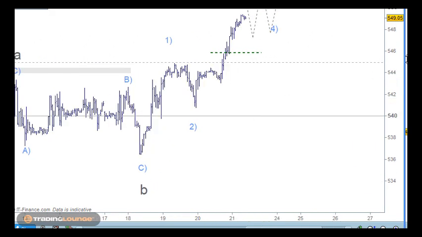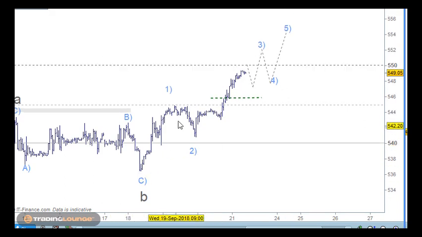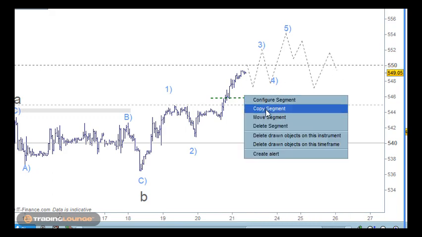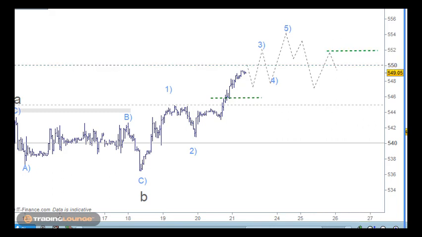I also see this structure to the upside not finished, so wave 1 and 2, and then 1 and 2 here, and 3, back for 4, up for 5, then back for 4 again, and then up for 5. So we will be going higher here. The question is, will we be seeing support on this level here? Because if that's the case, then we'll be going long from here. It's as simple as that, okay?